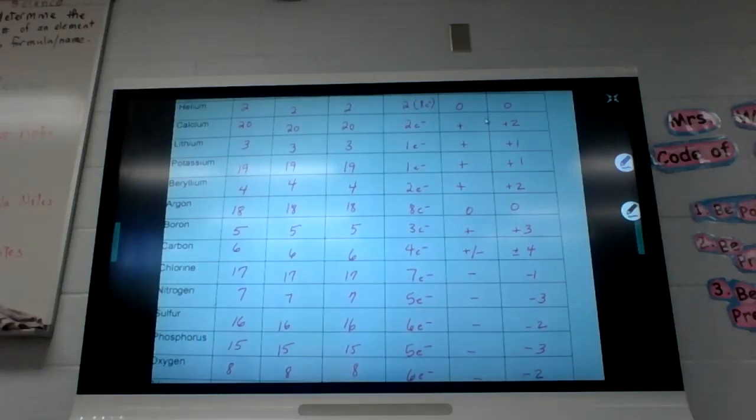Its outer shell is full, but it doesn't have 8. Check your answers and see how you did. You don't have to run them all down. Just check the ones you did.